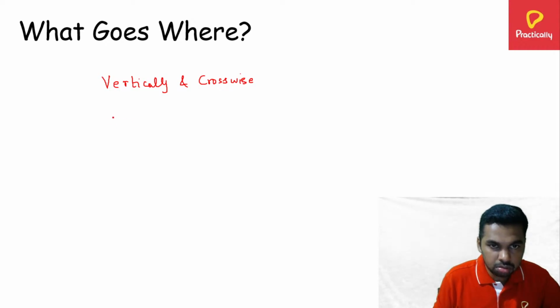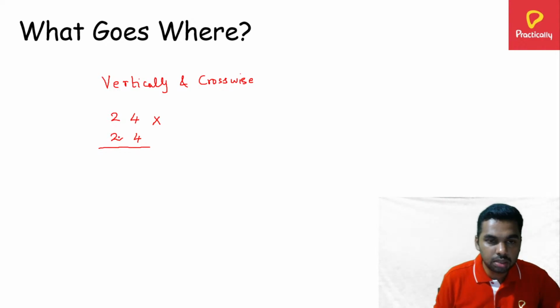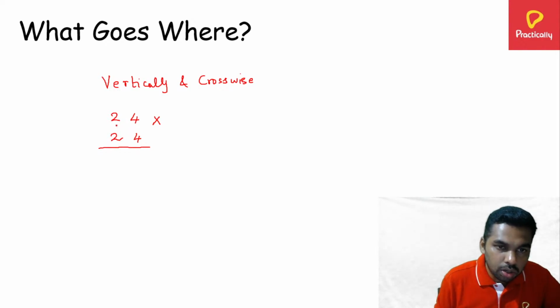Suppose you want to do 24 multiplied by 24, and you want to find what this product is. What you can do is 2 times 2, and 4 times 4. These are the vertical steps. 2 times 2 is 4. 4 times 4 is 16. Then you can do crosswise. The crosswise steps are 2 times 4, which is 8, and again 2 times 4, which is 8. So 8 plus 8 is 16.